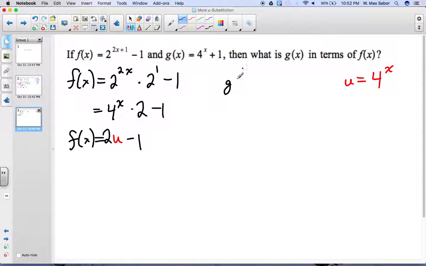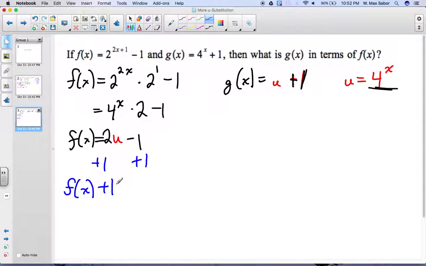At the same time, g of x is 4 to the x, so u plus 1. So now what we've identified is that both of these have 4 to the x in them. Now that we've written them both in terms of u, it's easy to solve one of them for the other. I'm going to solve this one for u and then substitute it over here. I'm going to solve this one for u by adding 1, then divide by 2.